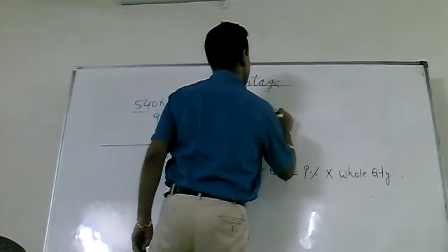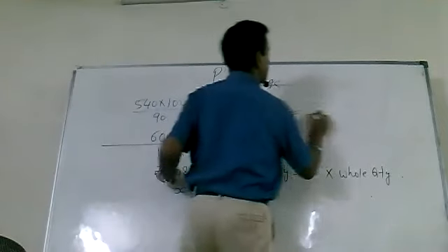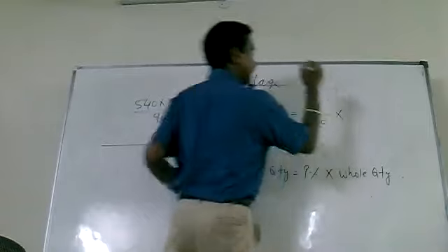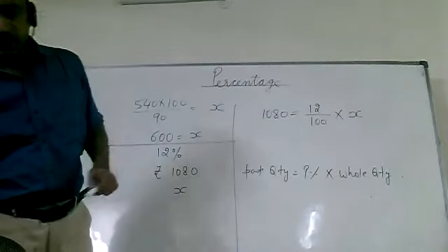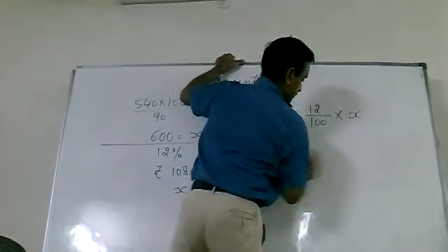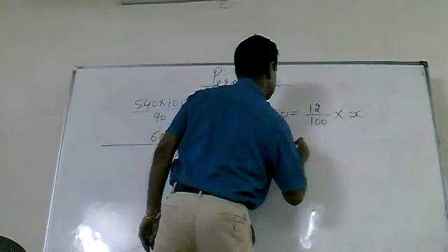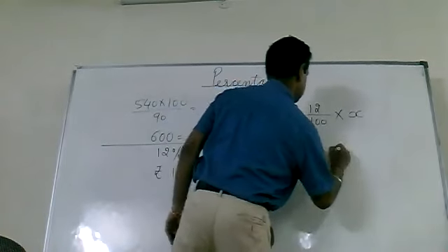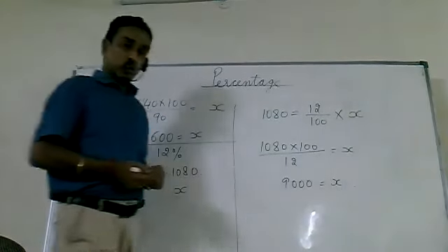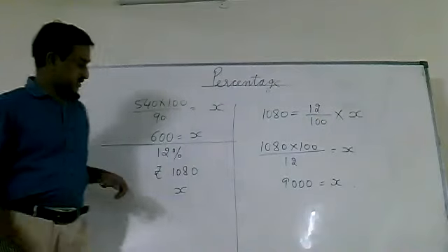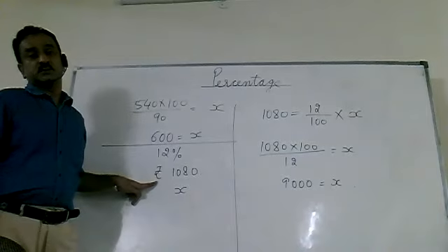So part quantity is 1080. P%, he got 12%. Now 12% is written as 12 by 100. Whole quantity we have called X. Once we simplify, we come to know the whole quantity. Once we simplify this, we get 9,000. So a total of 9,000 rupees were available. This first person was given 12%, which means he got 1080.